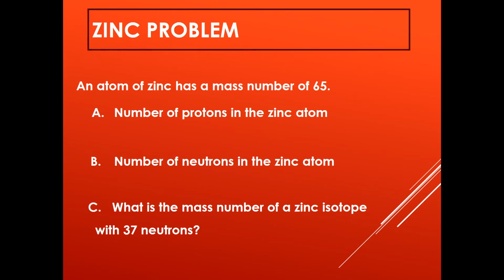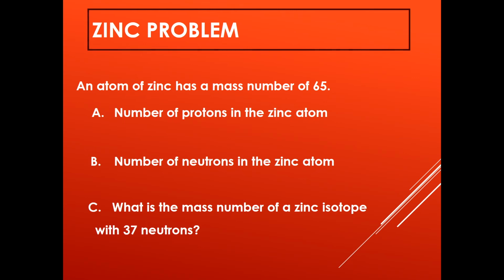So an atom of zinc has a mass number of 65. By the way, from this point onward, y'all will most definitely be needing y'all's periodic table almost every day. What is the number of protons in a zinc atom? So looking at the periodic table, this number is number 30. So that corresponds to 30 protons.